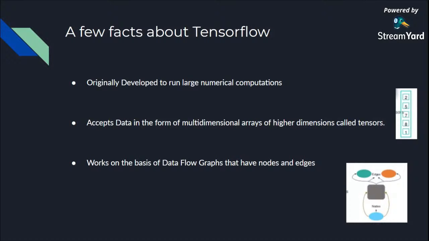So all the different computations that are happening, those are the tensors, and the way the information is flowing back and forth between different nodes, that is where the data flow graphs come into the picture, and that is where the flow part of TensorFlow comes in. So that should give you a brief idea of what exactly TensorFlow is.